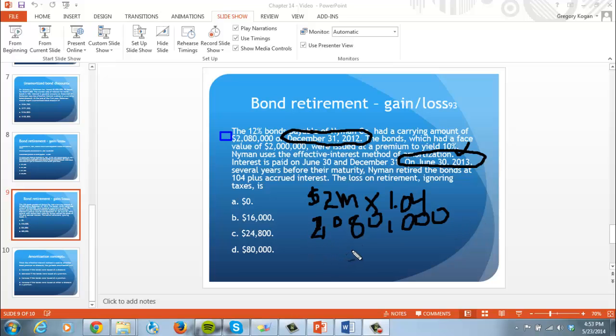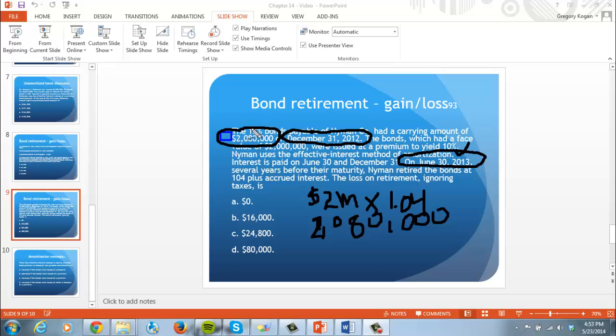Now you want to look at what was the carrying amount at the time of redemption, right? So how do we know the carrying amount at time of redemption? We know the initial carrying amount, and all we have to do is figure out the effective interest expense for one period versus the coupon for one period to see what the new carrying amount is.